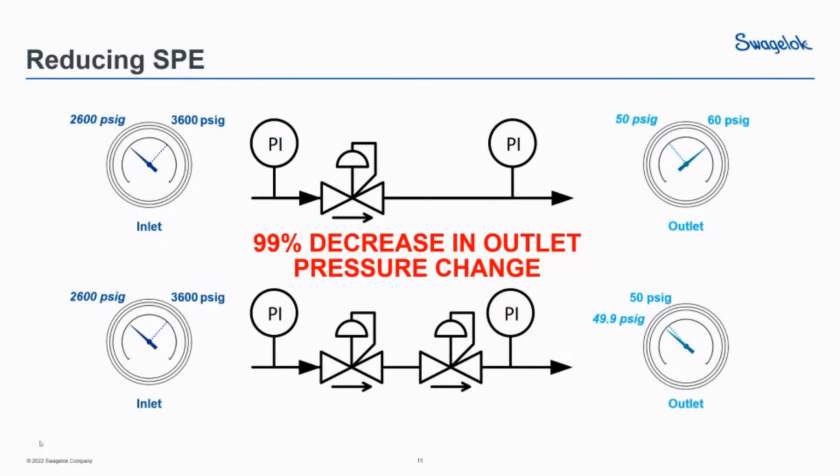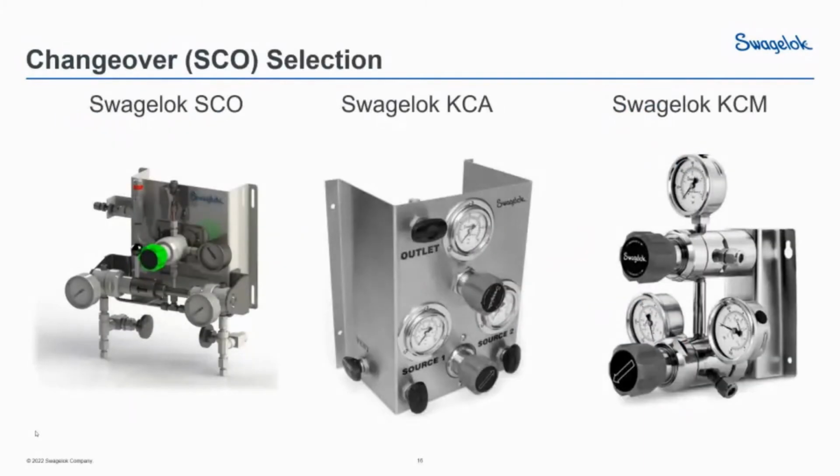Now this will come with some trade-offs that we'll talk about in a little bit. Before we do that, I'd like to switch gears and start talking about changeover panels. So Swagelok actually offers 3 separate changeover panels: the KCM, which you can see on the right, the KCA, shown in the middle, and the SCO. This is our newest panel on the left. We're going to explore the SCO specifically for these examples, but the principles will apply to any of these regulator-driven automatic changeover panels.